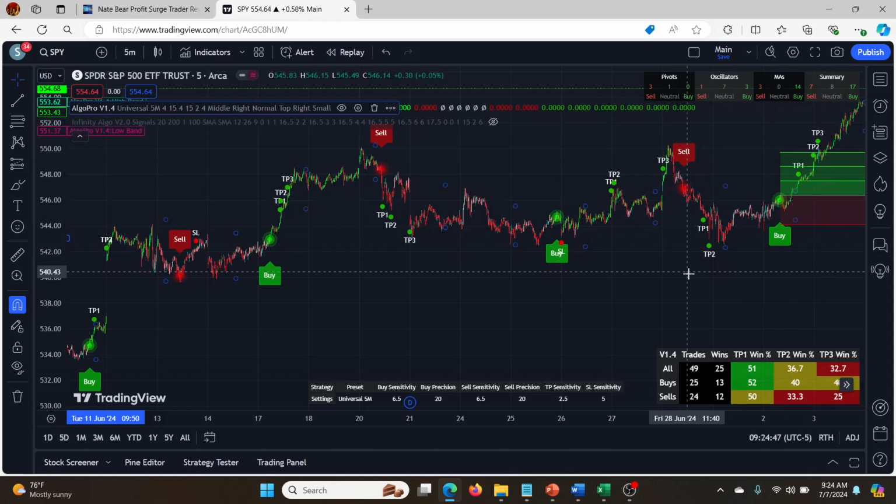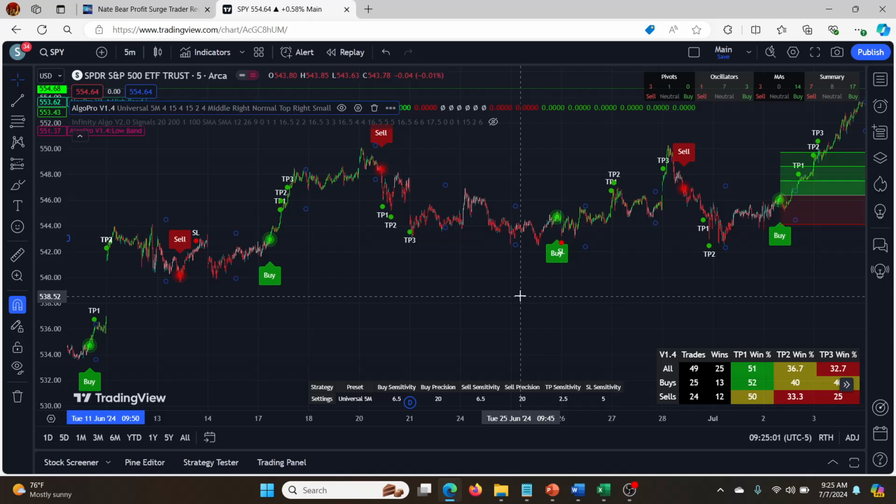Buy, nice win, sell, nice win, buy, nice win, sell, nice win, buy, nice win. So you can tell that it's not just crap, right? You can tell that this works to some degree. And it says it works 51% of the time. And hopefully the winners are bigger than the losers. But that's definitely a downside to AlgoPro, is you don't get the full story. Whereas with Infinity Algo you do.